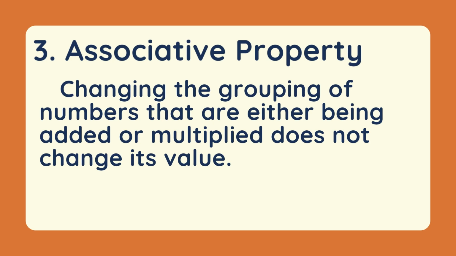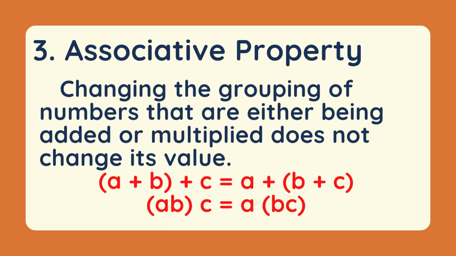In this property, the grouping of numbers does not affect the result. Again, this is only applicable for addition or multiplication. So, in symbols, that is given by the quantity A plus B, plus C, equals A plus the quantity B plus C. The parenthesis that you can see is read as "the quantity." For multiplication, we have the quantity A times B, times C, equals A times the quantity B times C.